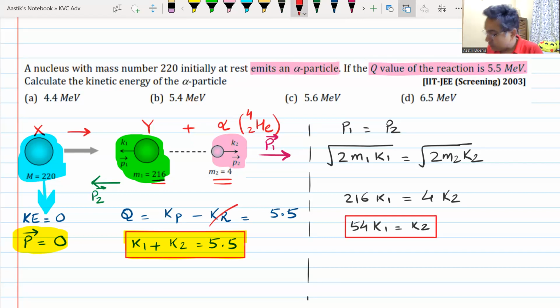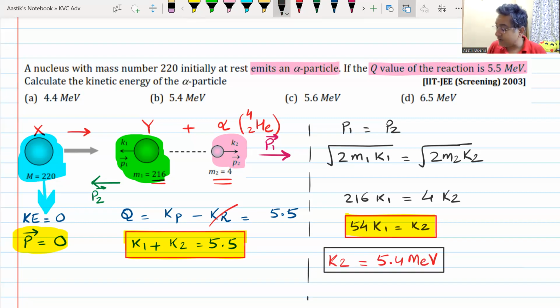From here, you can find out the value of K1, which is the kinetic energy of the daughter nucleus, and K2, which is the kinetic energy of the alpha particle. A very astounding result: you will get the value of K2 as 5.4 mega electron volt. Now what you have to understand is the Q value of this reaction was 5.5, and almost the entire energy of this reaction is taken by the alpha particle. A very important result.